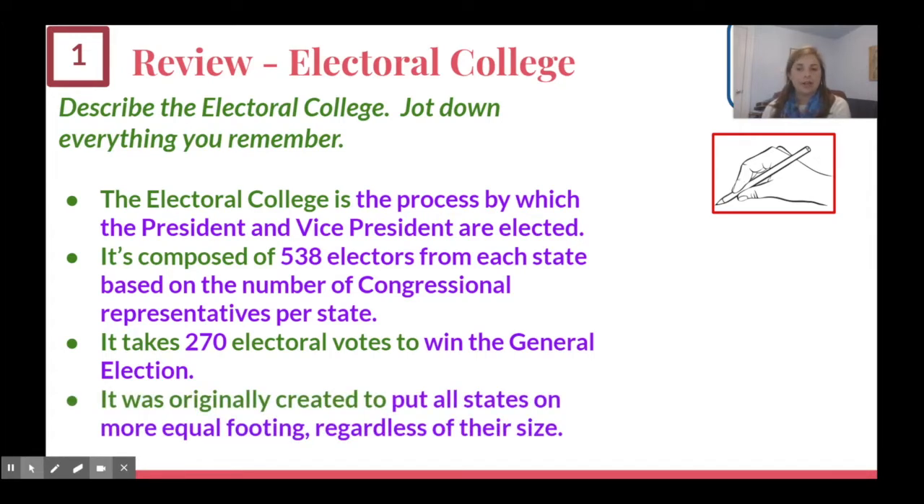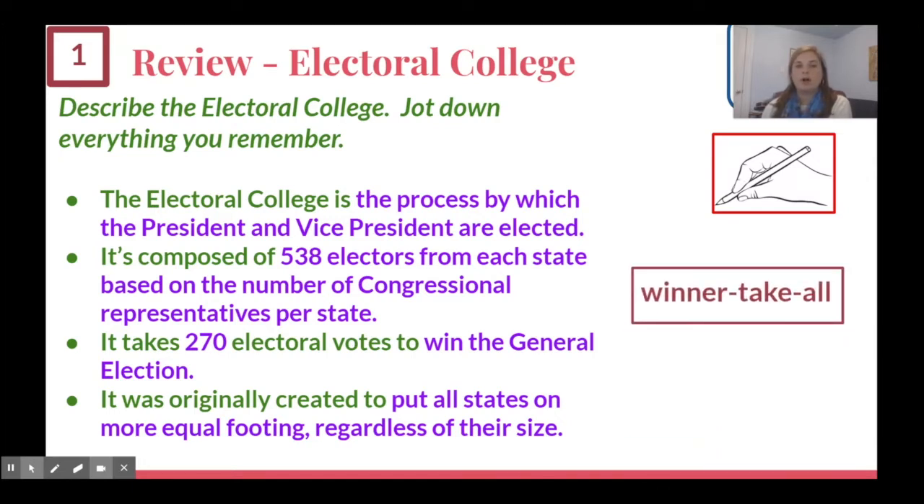And it was originally created to put all states on more equal footing, regardless of their size, so that the people in larger, more populated states couldn't have an undue influence on the election over states that are smaller and have fewer people in them. It's also important to remember that the Electoral College has a winner-take-all system. So that means that whichever candidate wins the popular vote in a state or has the most votes from individual voters in a state, that candidate then gets all of the electoral votes from that state. The only exceptions to this are Maine and Nebraska, but every other state is winner-take-all.